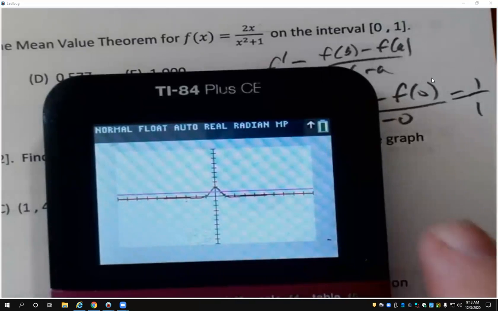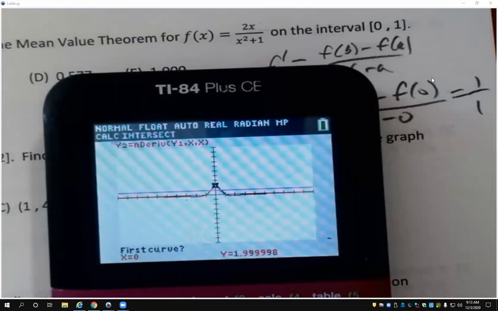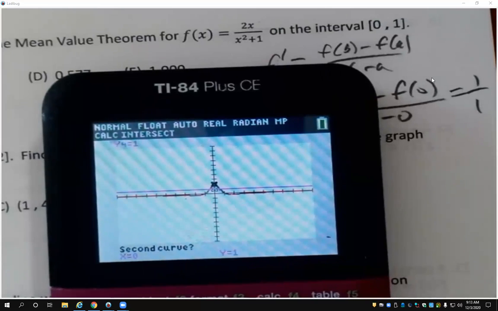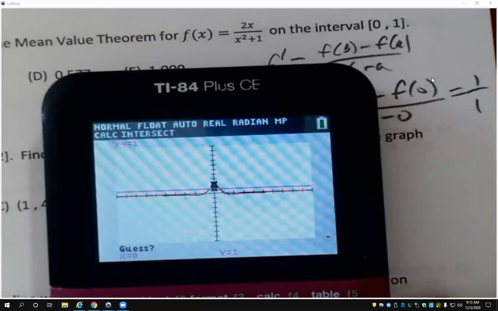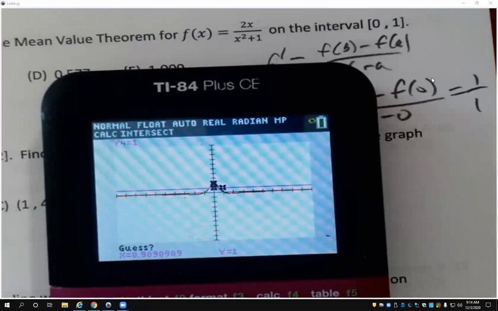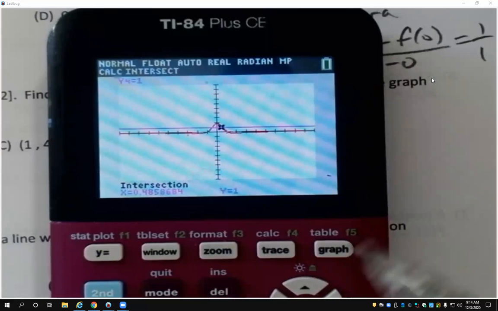So I'm going to hit second calc, option 5. The first curve is in y2. The second curve for me is in y4. Yours may be different. And then the guess: I'm going to move my cursor because I have 2 answers, and I want to be closer to the one on the right so it doesn't guess the one on the left. And it guessed 0.48588864, and 0.485 or 86 is answer choice B.